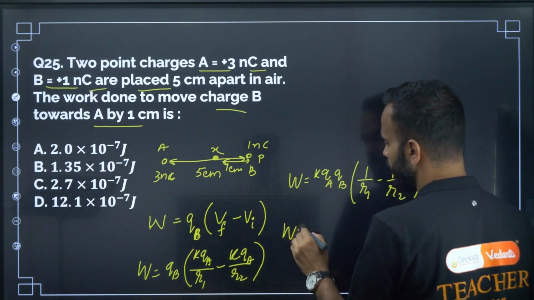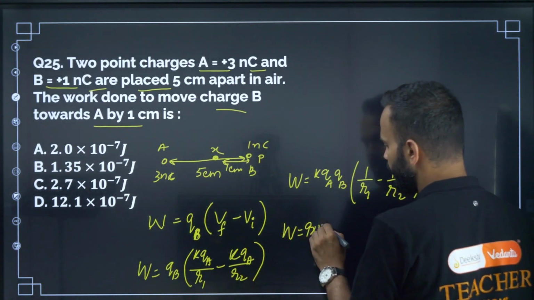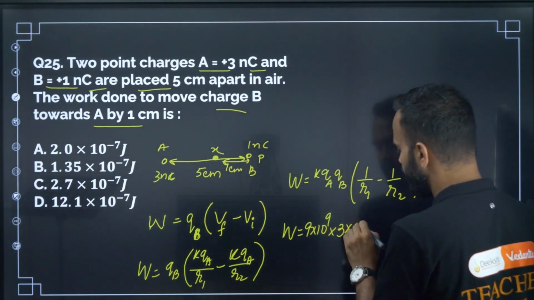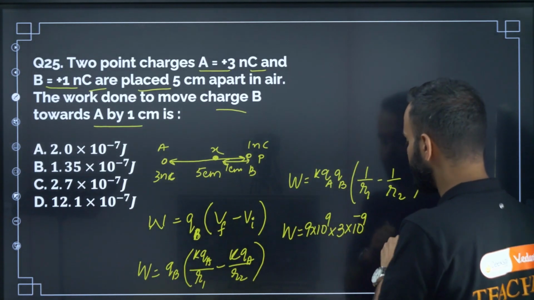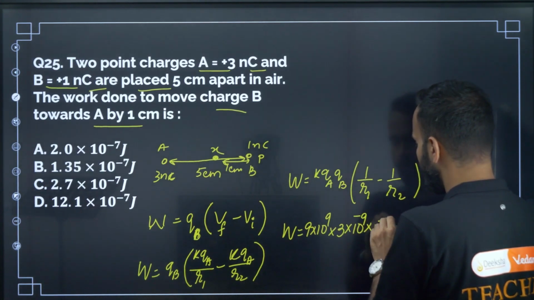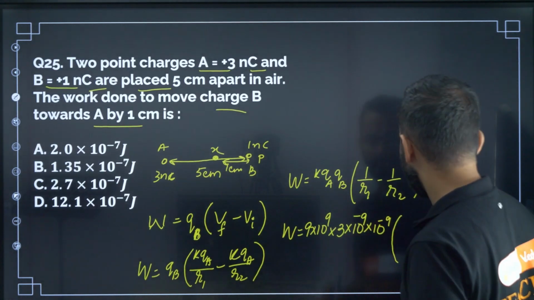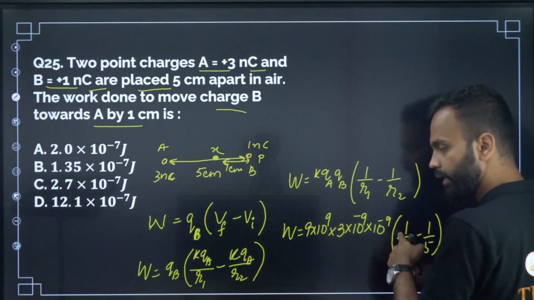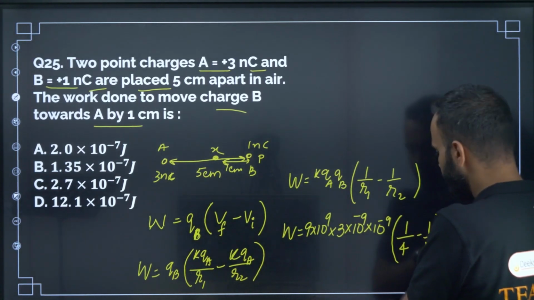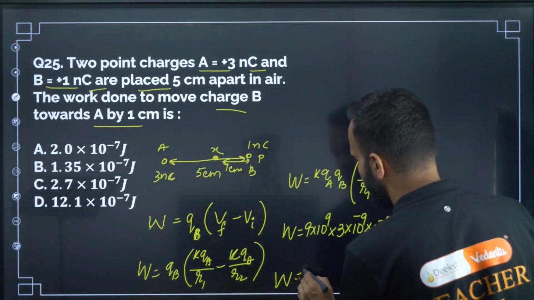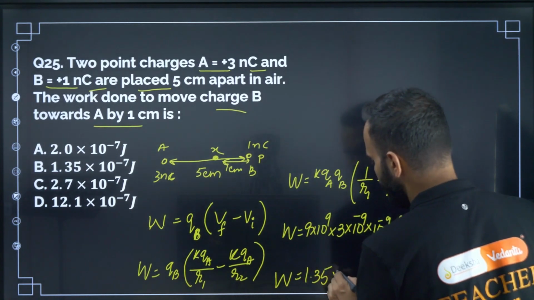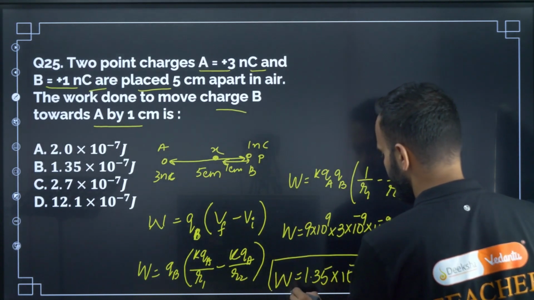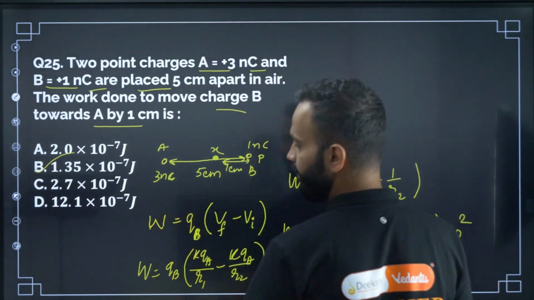Now substitute the values. K is 9 into 10 to the power 9, QA is 3 into 10 to the power minus 9, QB is 10 to the power minus 9, into 1 by 4 minus 1 by 5. It's in centimeter, so this will be into 10 to the power 2. Now solve this, you will get W equal to 1.35 into 10 to the power minus 7 joule. So the correct option is B.